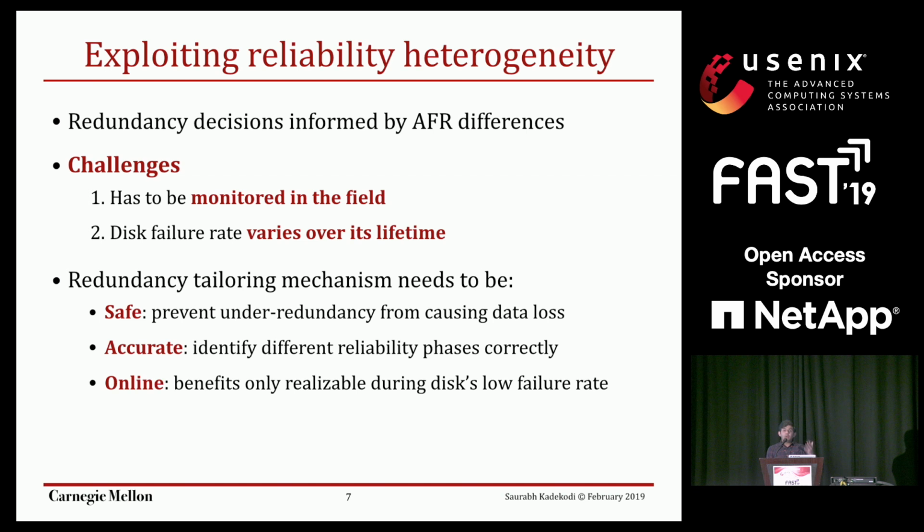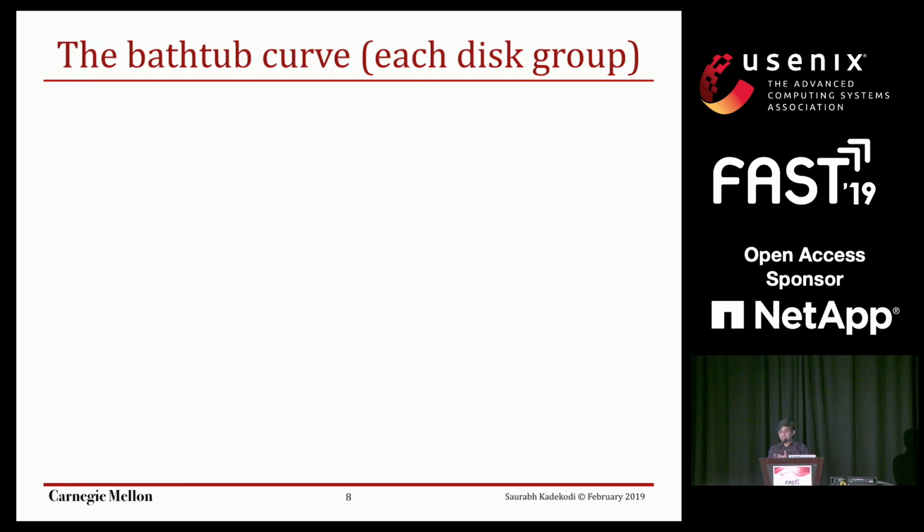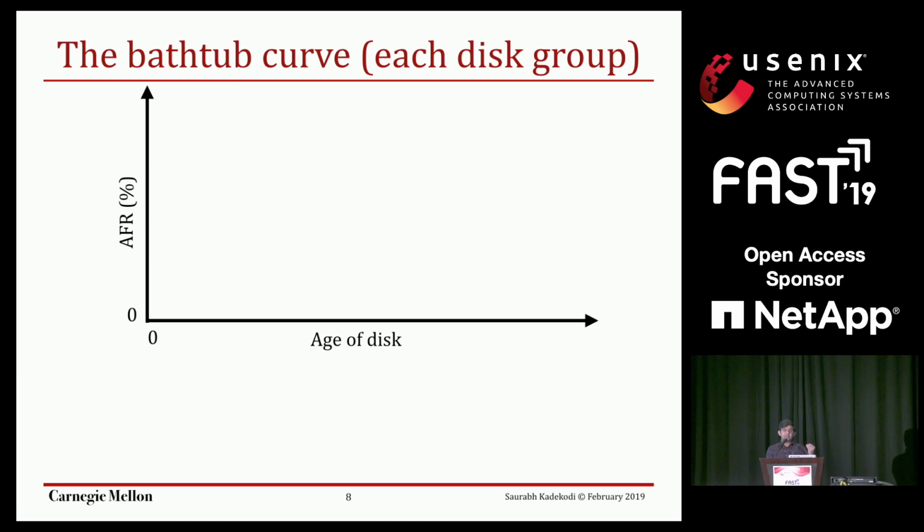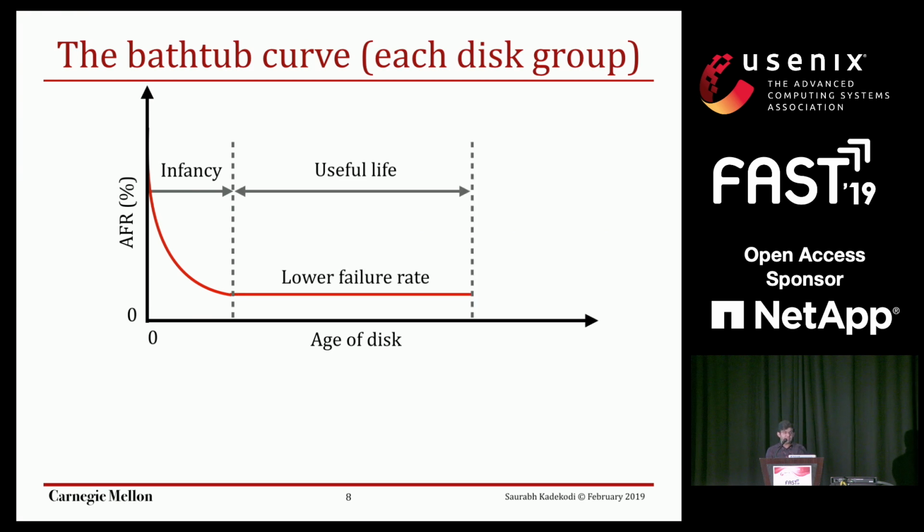So let's look at how a disk failure rate varies over its lifetime. For a particular disk group, the disk failure rate can be represented as a bathtub curve, or the hazard curve, where you have the age of the disk on the x-axis and the failure rate on the y-axis. When the disks are initially installed, you have the infant mortality or the burn-in period, where you have a high failure rate. This is followed by a low, stable, useful life failure rate. And finally, you have the wear out, where again the failure rate increases.